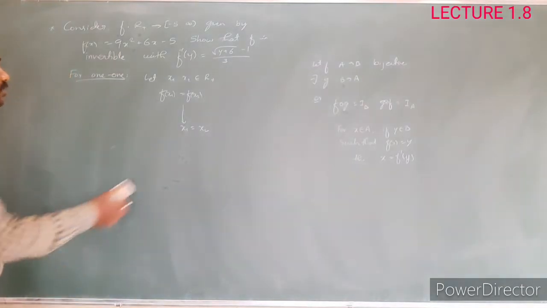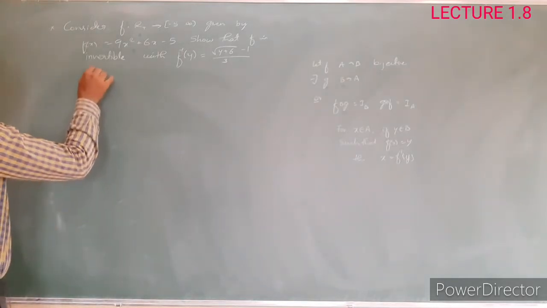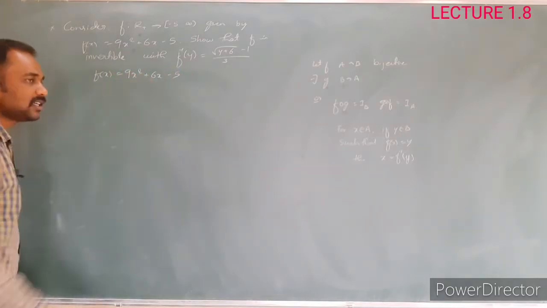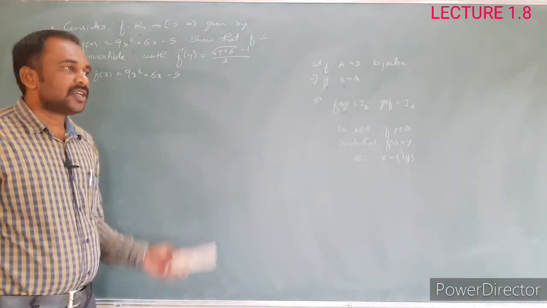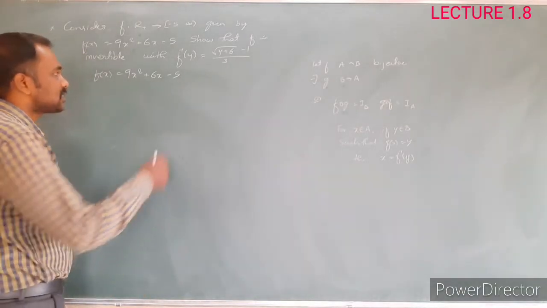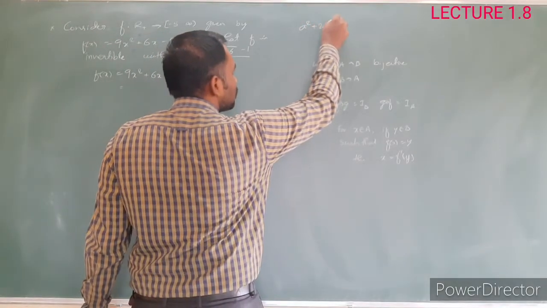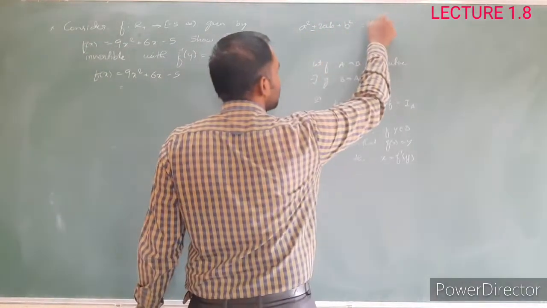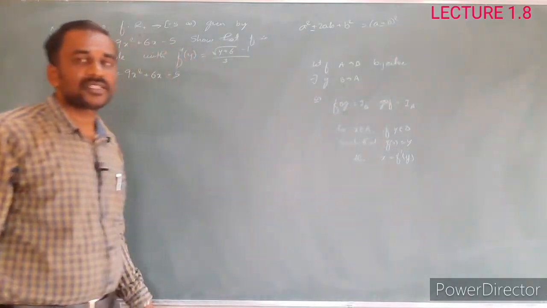So before proceeding, I rewrite the given function. What is the given function? f of x is equal to 9x square plus 6x minus 5. I rewrite it in perfect square form. If I write it as a perfect square, then we can easily separate it. How to write the perfect square? You already know that a perfect square means a square plus 2ab plus b square, or a square minus 2ab plus b square. Either you can write a plus b whole square or a minus b whole square.